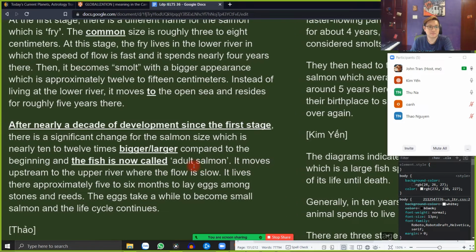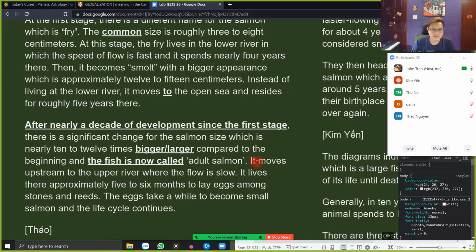Alright. It moves upstream. So it here stands for adult salmon. Okay, refers to adult salmon. Cái chữ it này nó nói về cái con adult salmon. It moves upstream to the upper river where the flow is slow. Okay. Mấy câu này nó lại không có sự kết nối. There's no connection between these 3 sentences.